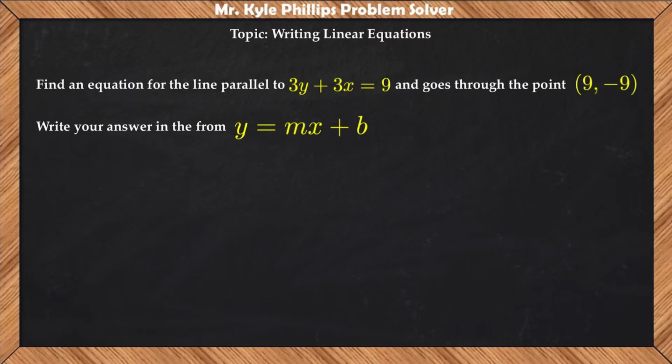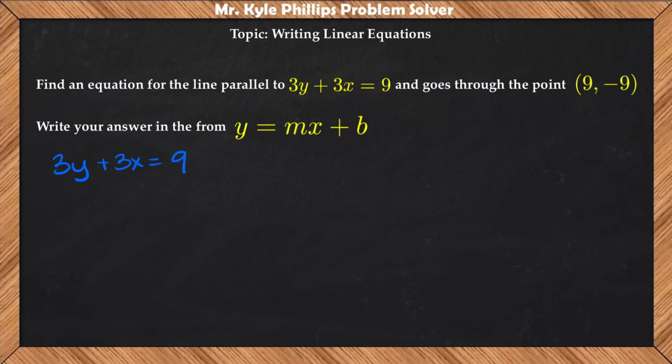Okay, so the first thing we need to know is what is going to be the slope of this line, because two lines that are parallel have the same slope. So the first thing I'm going to do is take this equation and write it in slope-intercept form, which is y equals mx plus b. So here I have 3y plus 3x equals 9.